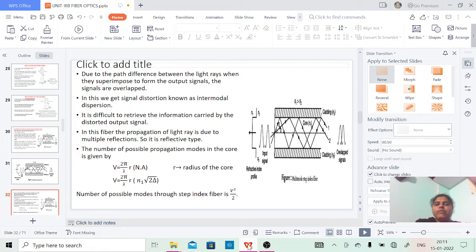Okay, so in this fiber the propagation of light ray is due to the multiple reflections, so it is reflective type. The number of possible propagation modes in the core is given by, where r is the radius of the core, V is 2 pi by lambda, that is a phase term with respect to the radius of the core, into NA, the numerical aperture. The number of possible modes through the step index fiber is V square by 2.